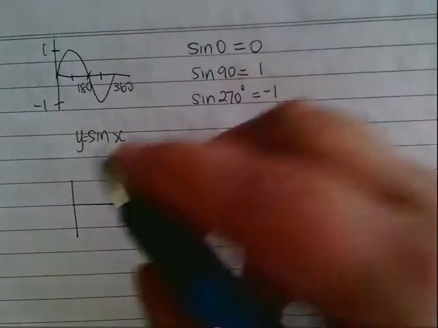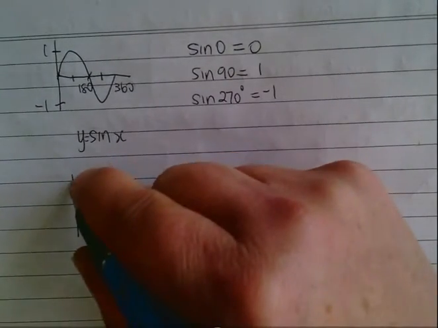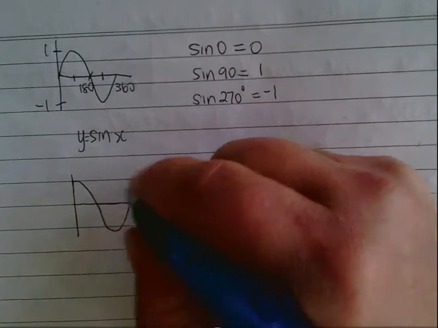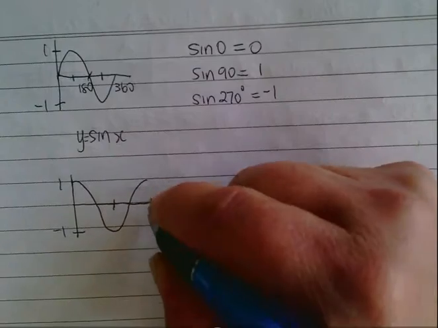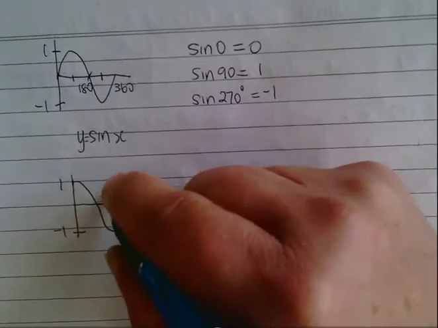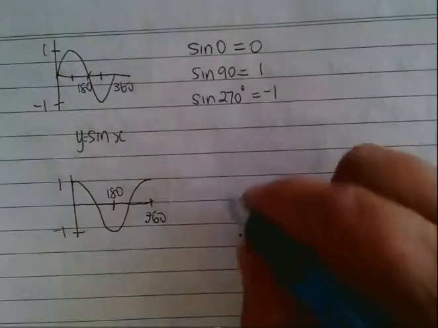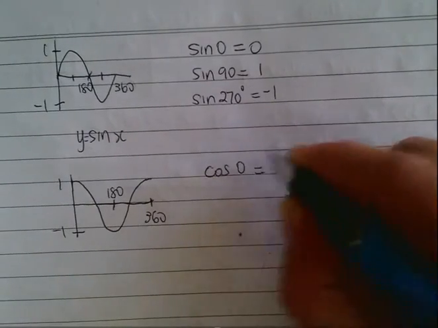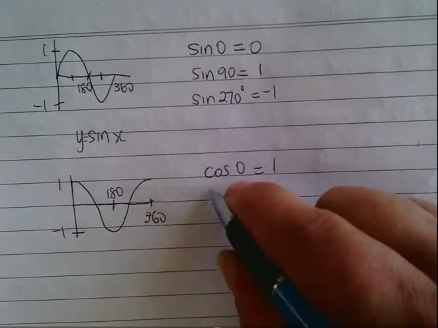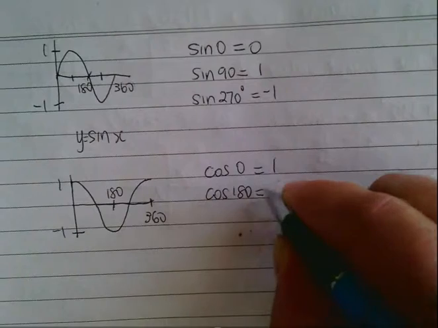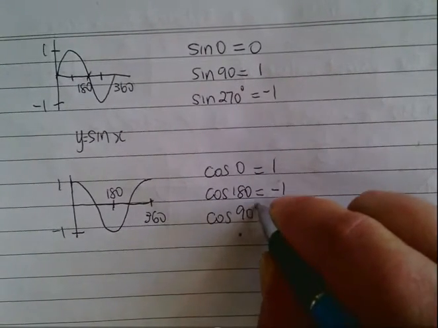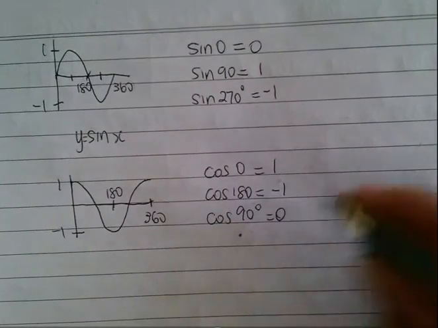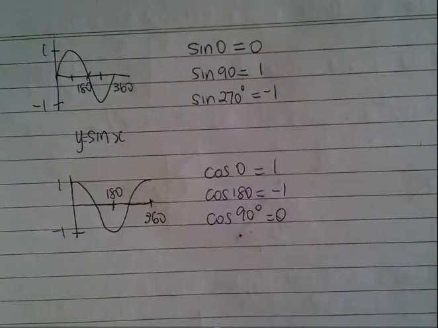Now, cos. Where does cos start from? Up the top. It goes from 1 to negative 1. Halfway is 180, and 360 is one period. What if I ask you cos of 0? What about the cos of 180? What about the cos of 90? Good. And cos of 270, 0. Cos of 360, all good.